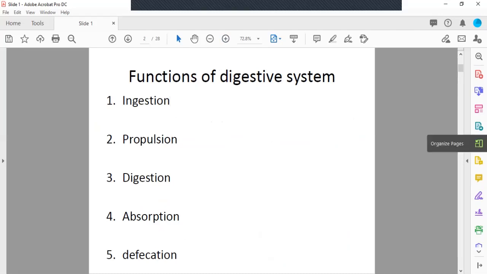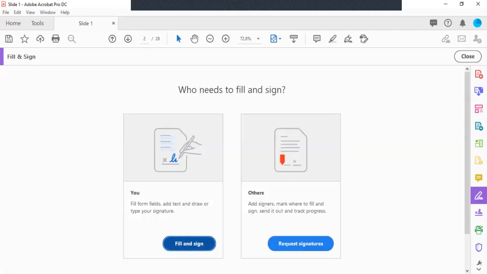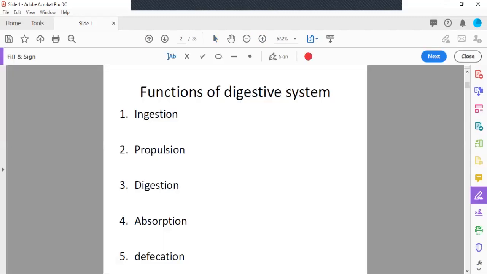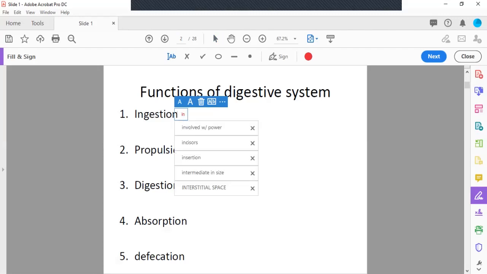What exactly is ingestion? So ingestion is defined as the intake of food or water. Simply put, ingestion is the intake of food and water.